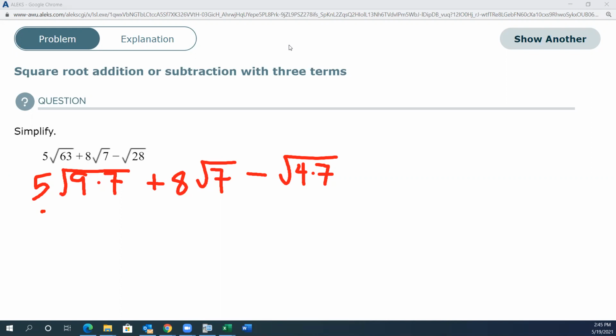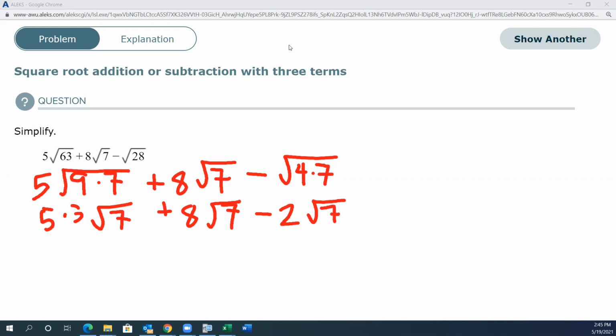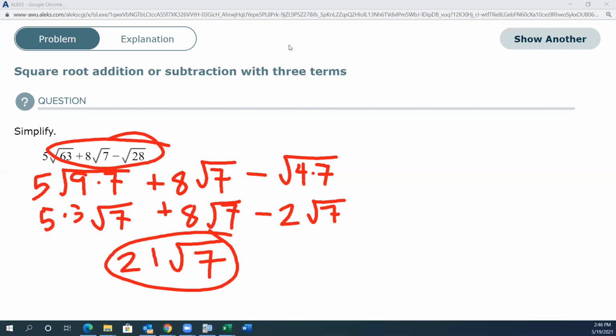So I can do 5 times the square root of 9 is 3. And then at the end, minus the square root of 4 is 2. Like that. And now they do all match up. Hallelujah. So I've got 15 square roots of 7 plus another 8 of them makes 23, but take away 2 of them. That leaves me with 21 square roots of 7, and I can plug that in on the main screen of my calculator and see if I get the same answer, and I do.